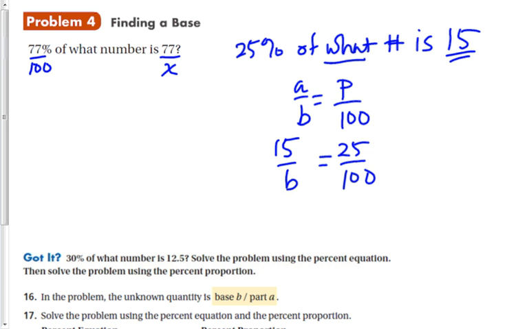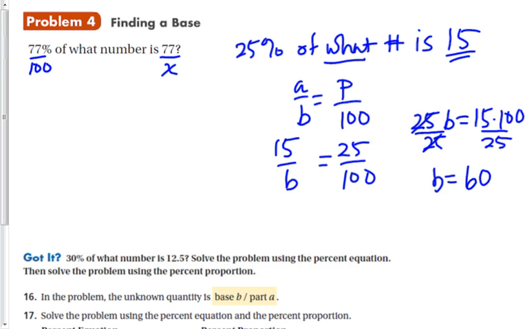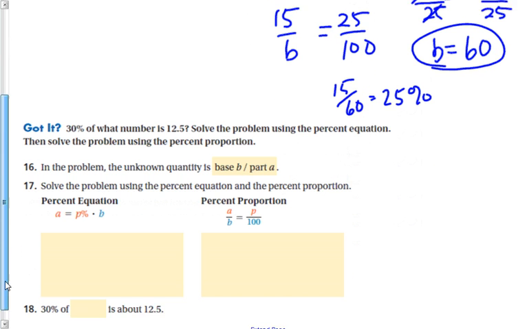And then we're just going to do 25 times B using cross products equals 15 times 100. Divide both sides by 25. So B equals 15 times 100 divided by 25, and that is 60. So 15 out of 60 is the same as 25%. That would be how I check it. All right, I'm going to let you try that.